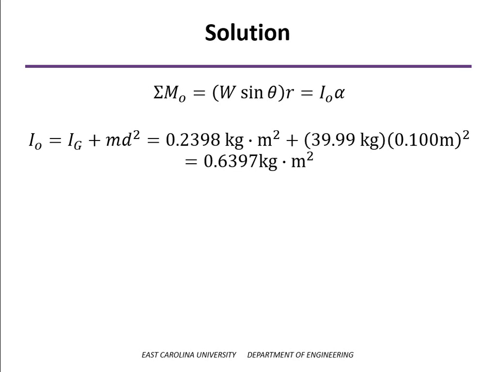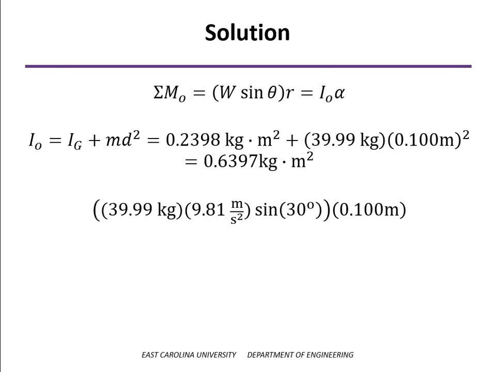And so now I know everything in that top equation except for alpha. So plugging in values for the weight, I've got the mass times g, 9.81 meters per second squared, times the sine of theta, theta is 30 degrees, and the radius is a tenth of a meter, or again 100 millimeters. And on the right side of the equation, we have this value we just came up with for the moment of inertia, I sub O, and that's times alpha. So we can solve for alpha, 30.66 radians per second squared.